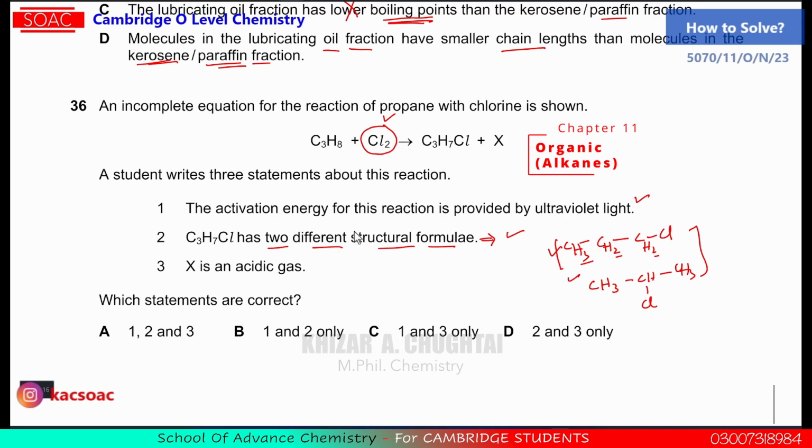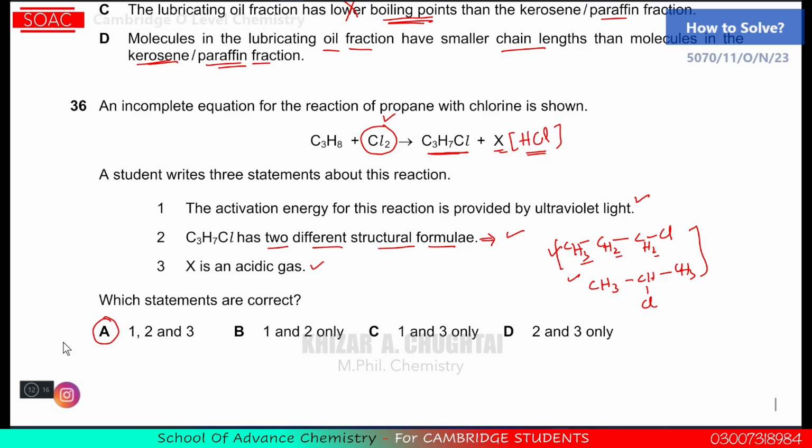X is an acidic gas. What is the X basically? Whenever we are going to make one Cl with a carbon, this is called a substitution reaction. And what is the next compound? This is one hydrogen and one Cl. So yes, this gas is an acidic gas. When it is dissolved in water, it gives an acidic solution. So 1, 2, and 3 are all correct. A is the correct option.